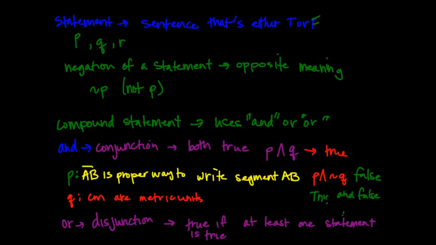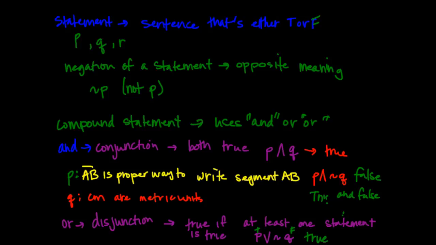So let's go back to the P and not Q, and let's change it to or not Q. So now we know that P is true, Q is false, but we don't really care. If one of them's true, then the statement's true. So this is a true statement.